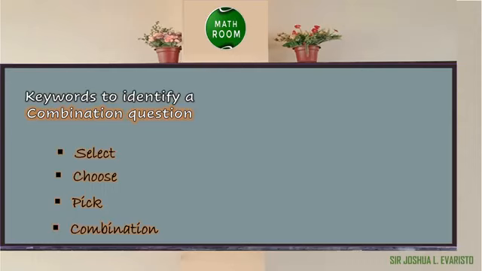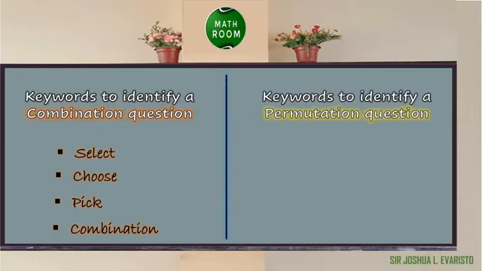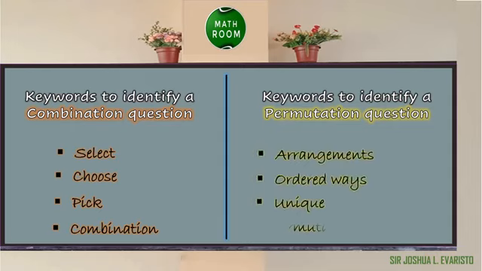More so, the following keywords identify a permutation question: arrangements, ordered ways, unique, and permutation. Keep an eye on these keywords in a question. Whenever you get a question having one of these words, it will imply a permutation question.